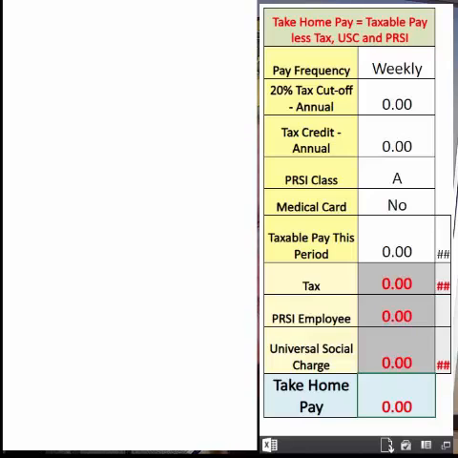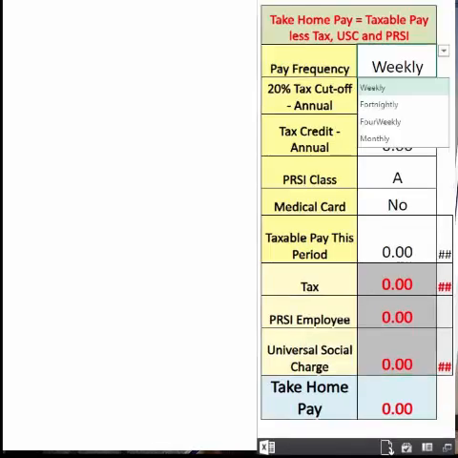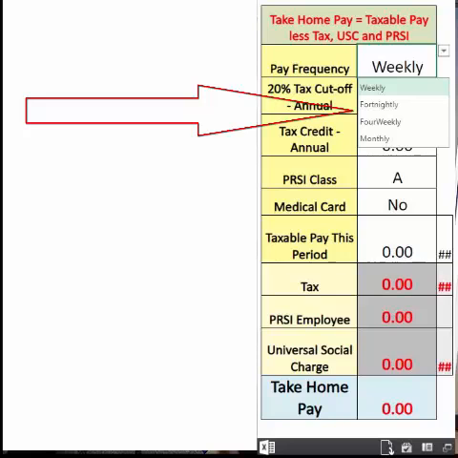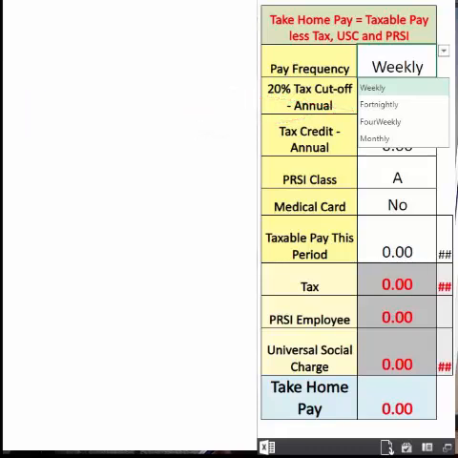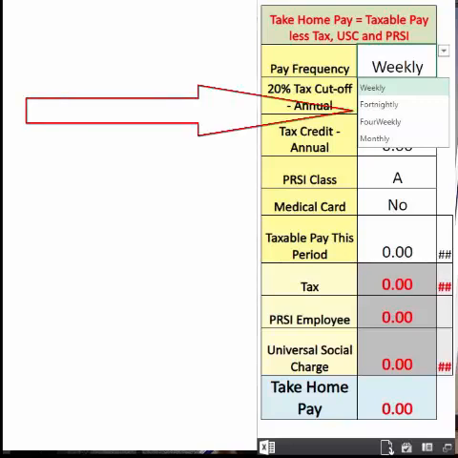Okay, so the first question on this calculator is pay frequency. The options are weekly, fortnightly, 4-weekly and monthly. These options cover most scenarios, and you will not find this range of options on any other calculator that is currently available. This section is for calculating weekly, fortnightly, 4-weekly and monthly gross to net payments.